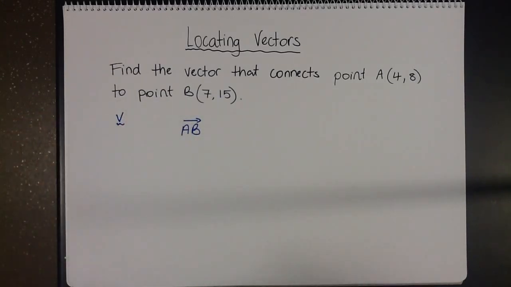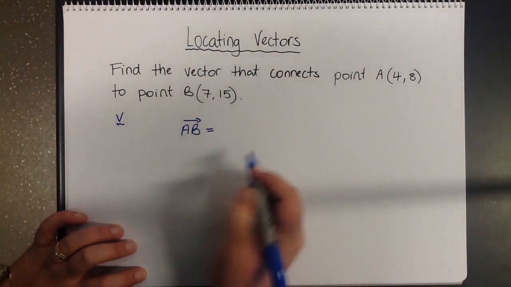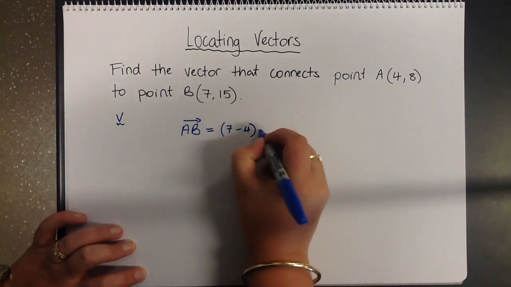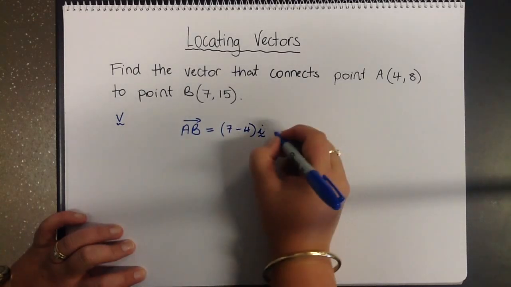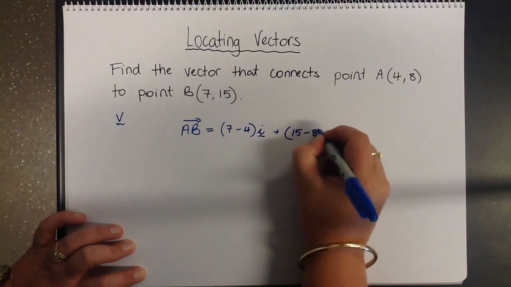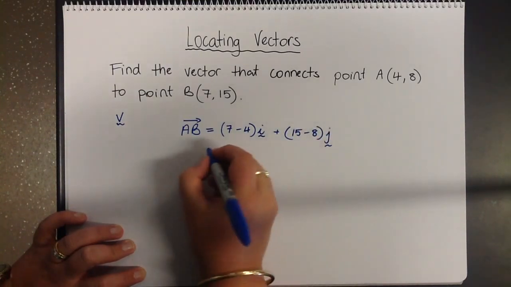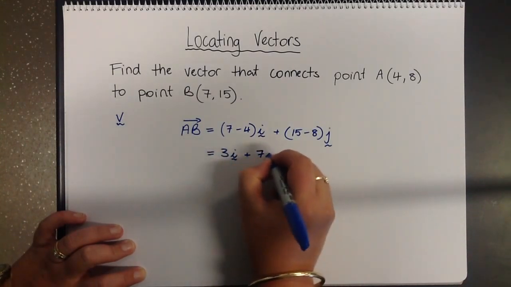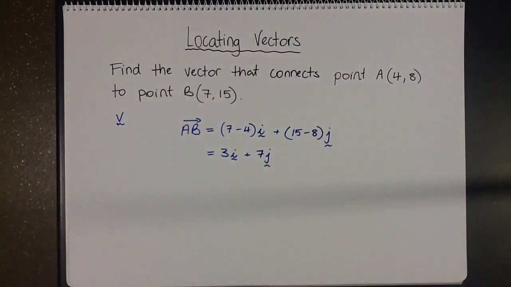Now it's a pretty simple concept. If we're going from A to B, well then we take the coordinates at B and we subtract them from A, and then that gives us our I and J components. So it would look like this. So from A to B would be 7 minus 4, and that would be the I component. From A to B would be 15 minus 8, J, okay, which is 3I plus 7J. And that's the vector from A to B.